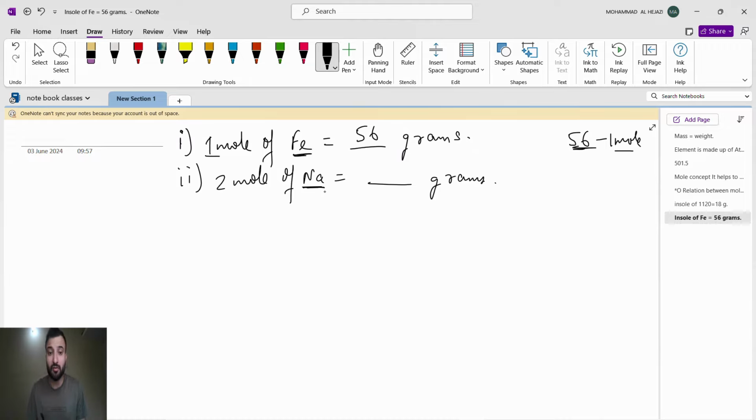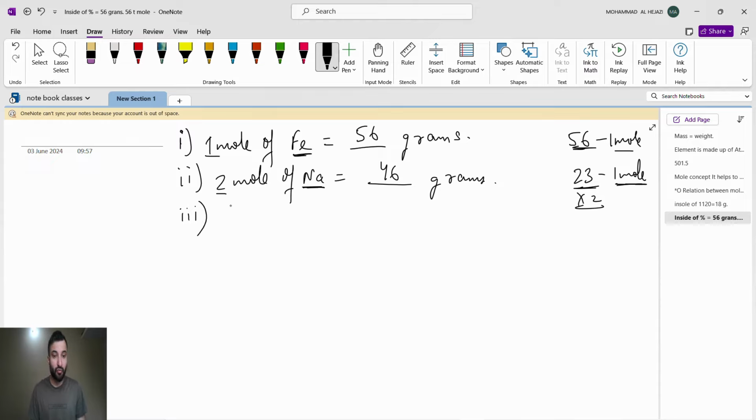What is the atomic mass of sodium? Atomic mass of sodium is 23, which means this is the 1 mole value. So 1 mole of sodium is 23. They asked 2 mole, so 23 into 2. So it's 46 gram.